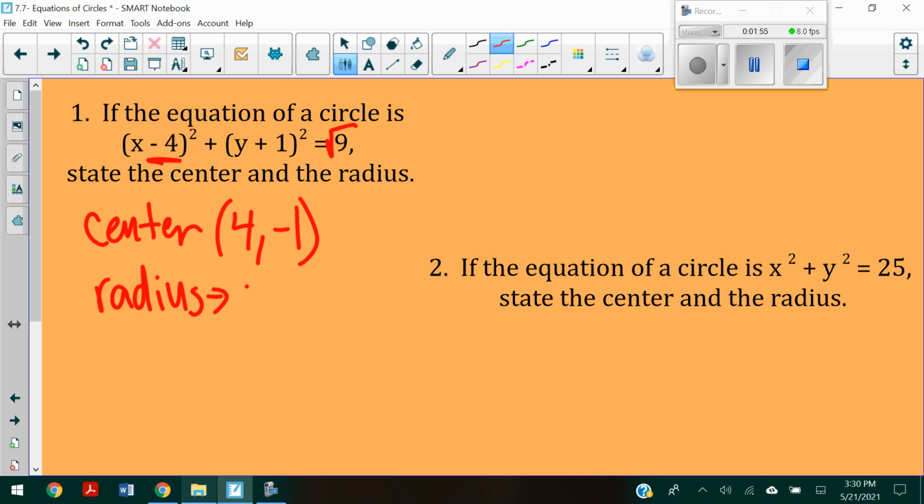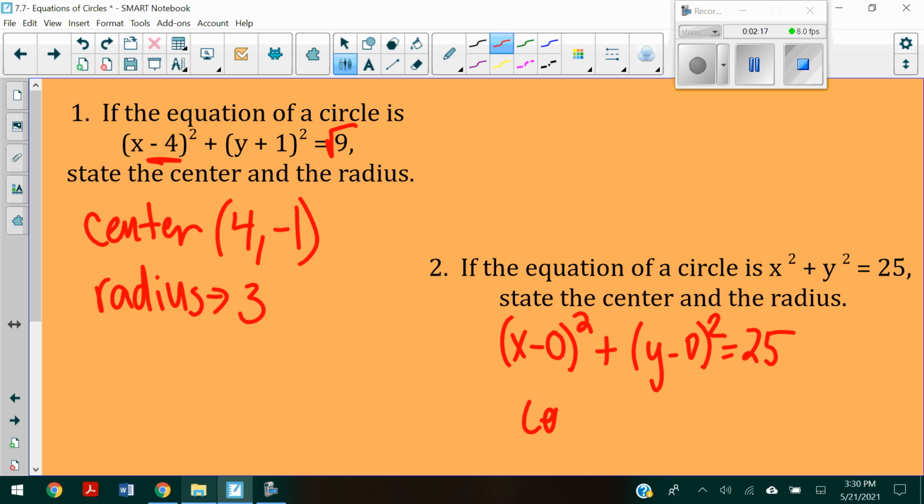Remember, that's the radius squared. Okay, now it just says x squared and y squared, so there's nothing there. What number means nothing? Well, that's 0, because this is really like saying x minus 0 and y minus 0 equals 25. So our center is at the origin, 0, 0. And my radius is the square root of that 25. So there we identified the center and the radius.